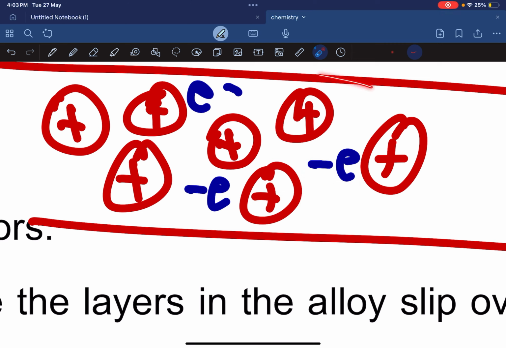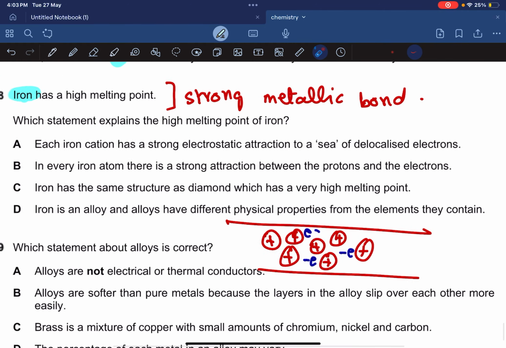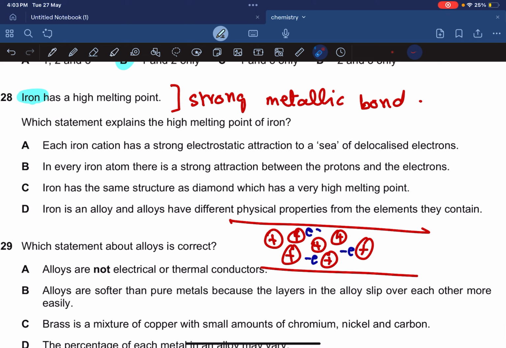That's why iron has a high melting point, because of these forces. Which statement explains the high melting point? Each iron cation has a strong electrostatic attraction to a sea of delocalized electrons. Do you think cation is the correct word? Let's see. That kind of explains the thing. Okay, we have strong attraction, but let's read the other statements as well to be on the safe side.